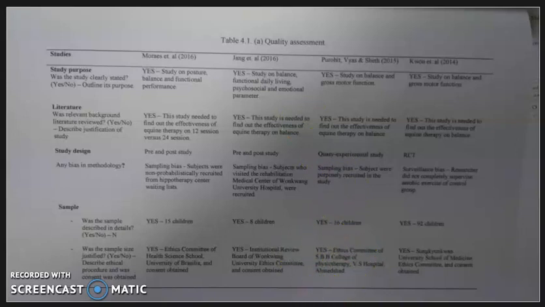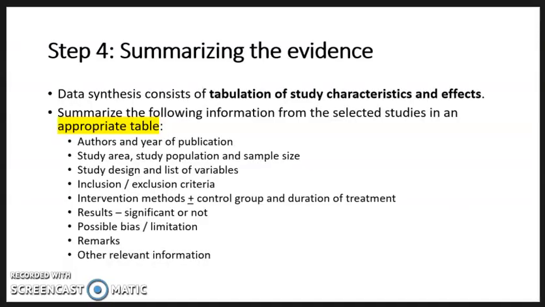And then after you have assessed, you need to summarize the evidence in an appropriate table. These are my suggestions: what are the items that you want to summarize? But of course, it is not compulsory to have everything here in your thesis. Again, it would depend on what you need to present for your study objective, for your research question. But of course, the authors and year of publication is a must. You must have that in your summary table.